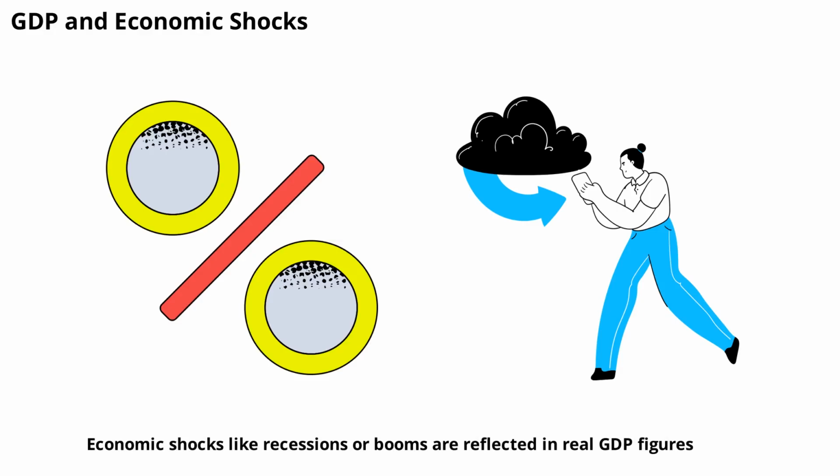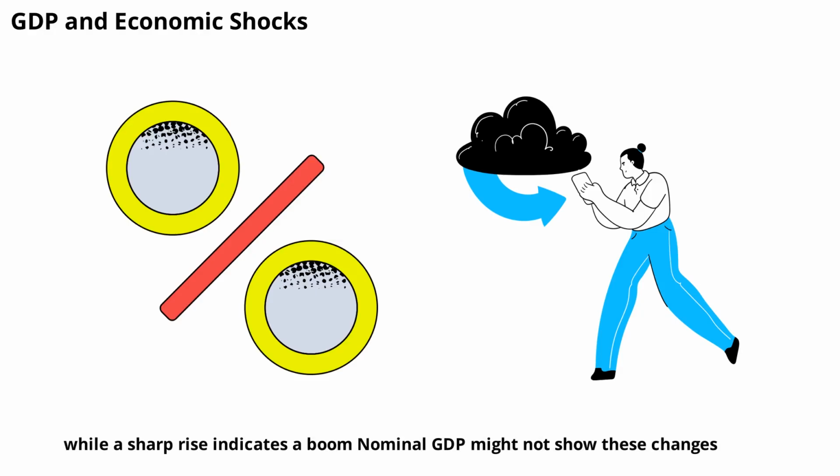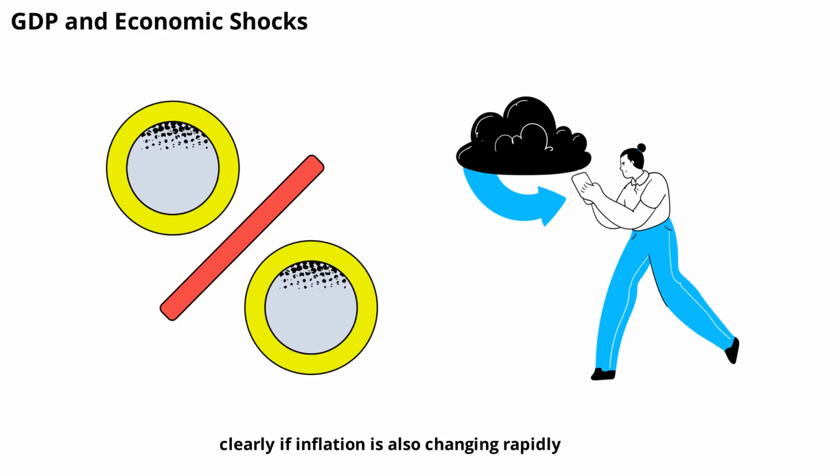Economic shocks like recessions or booms are reflected in real GDP figures. A sudden drop in real GDP signals a recession, while a sharp rise indicates a boom. Nominal GDP might not show these changes clearly if inflation is also changing rapidly. Real GDP provides a clearer signal of economic shocks.